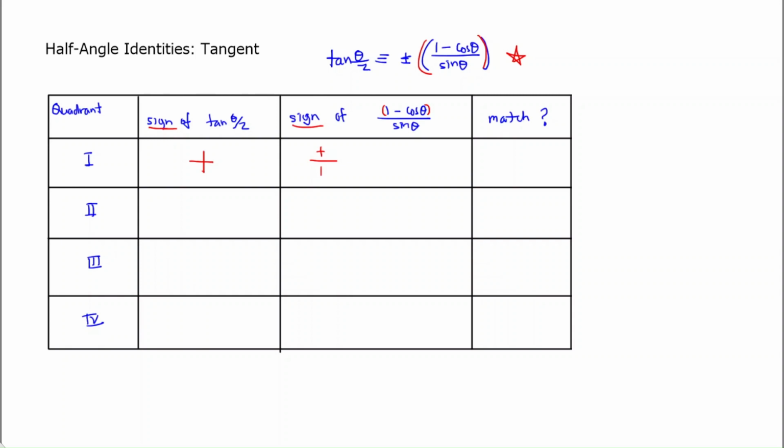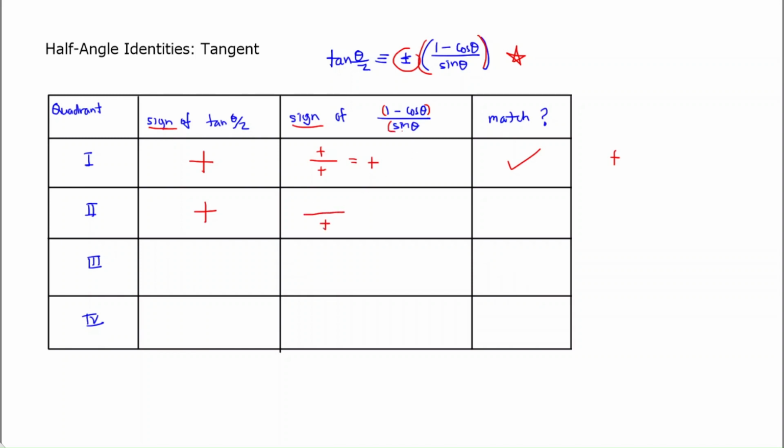And then, of course, in the first quadrant, the sine theta is positive. So positive divided by a positive gives me a positive. So in the first quadrant, we know that we can say that we have a plus sign for the plus or minus. Second quadrant, well, the tangent theta would be negative in the second quadrant, but since it's theta over 2, theta over 2 is still a first quadrant angle. So positive there.